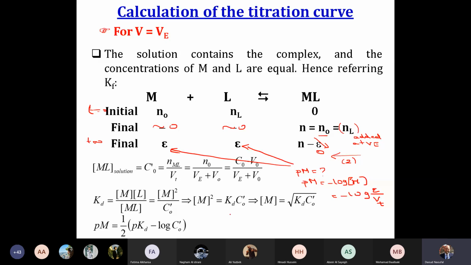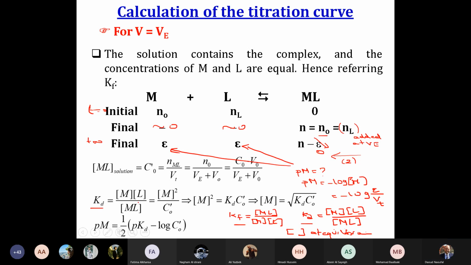We can calculate epsilon by using Kf, which is equal to ML divided by M times L, or by using Kd, which is equal to M times L divided by ML. All concentrations are at equilibrium. So you can work on Kf or on Kd to calculate epsilon. Kd equals M times L divided by ML.